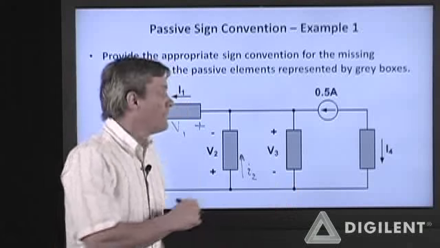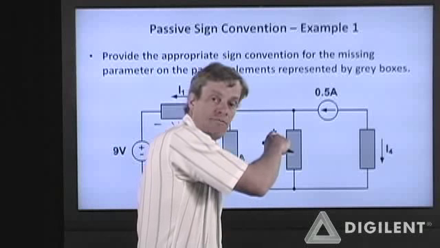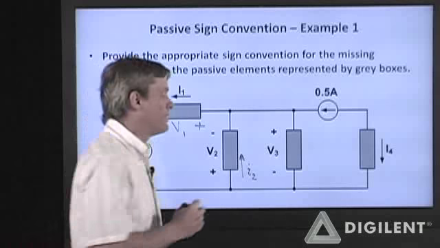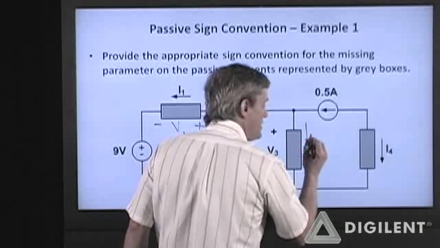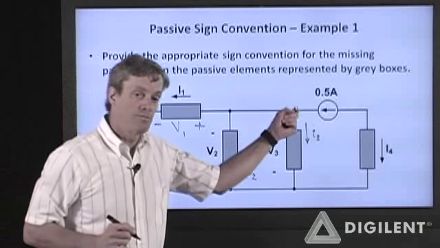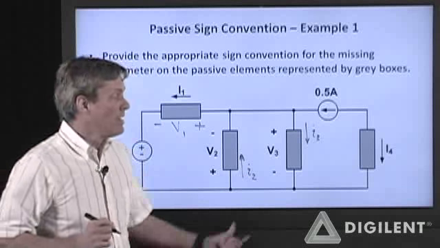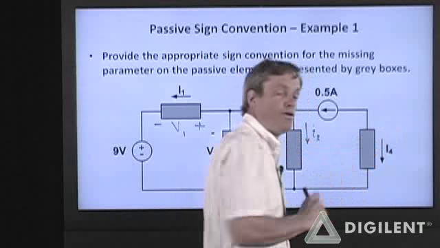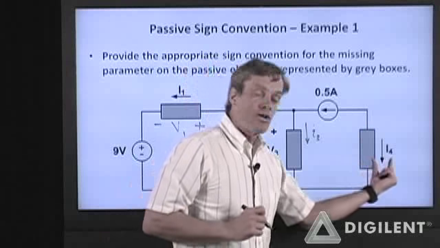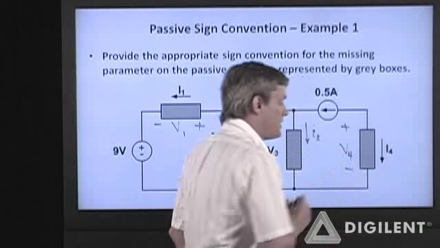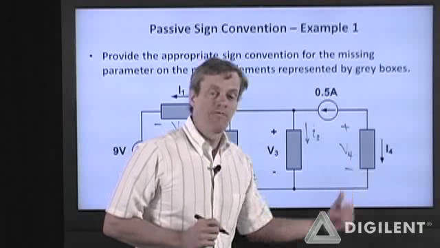Element 3, the assumption is that positive voltage is at the upper node. The voltage polarity here is given. That tells me that I need to have positive current for element 3 as going from top to bottom. Element 4, the positive current direction is given as being going from top to bottom. Current has to enter the positive voltage node. That dictates the assumed voltage polarity for element 4.